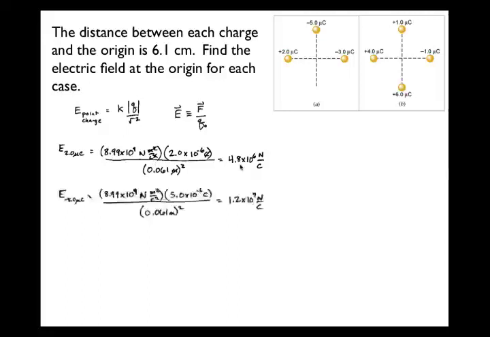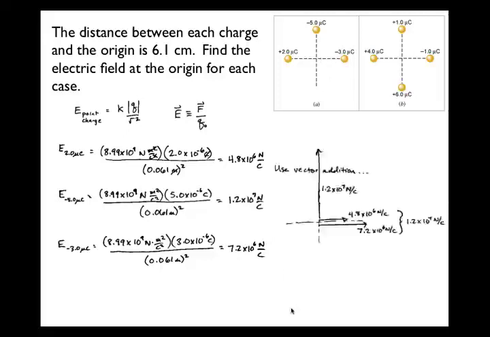You can do a similar calculation for the minus 5 microcoulomb charge. Again, I'm just doing the size of it, and I'll worry about the direction momentarily. It comes out to be 1.2 times 10 to the 7th newtons per coulomb. The one to the right, due to the minus 3 microcoulomb, is 7.2 times 10 to the 6th newtons per coulomb. So if I draw a vector diagram with all of those, here's my upward force, 1.2 times 10 to the 7 newtons per coulomb. And here are my 2 rightward forces, 4.8 times 10 to the 6 and 7.2 times 10 to the 6. Combined, they are 1.2 times 10 to the 7th newtons per coulomb to the right.